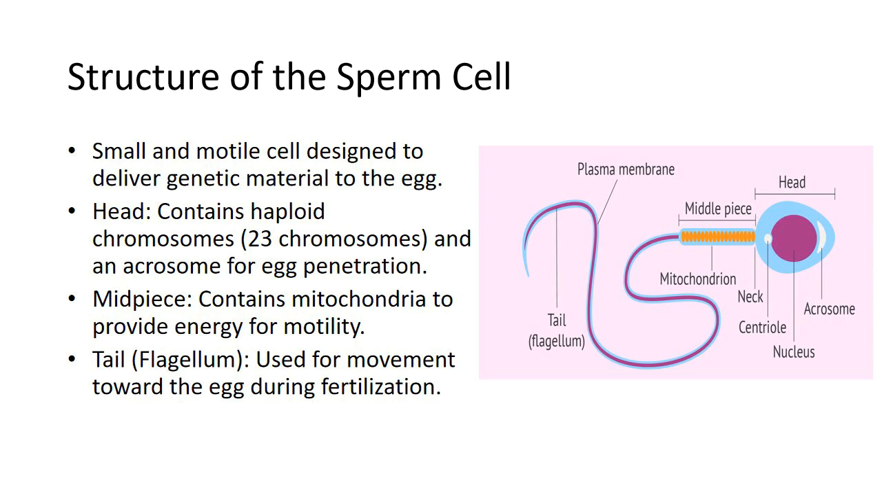Structure. Head. The head of the sperm contains the nucleus, which holds the haploid set of chromosomes, 23 chromosomes from the father. The head is capped by the acrosome, a vesicle that contains enzymes necessary for penetrating the egg during fertilization. Midpiece. The midpiece contains mitochondria, which provide energy, ATP, for the sperm's motility. Tail, flagellum. The tail enables the sperm to swim towards the egg through the female reproductive tract.